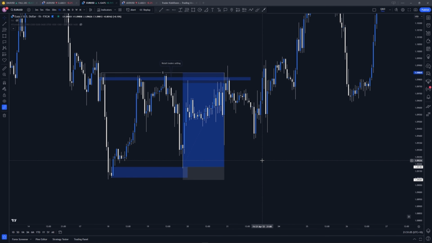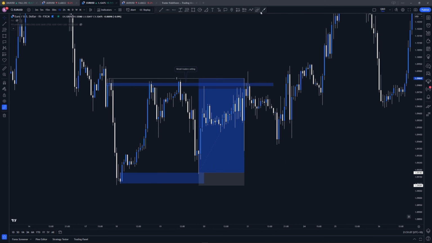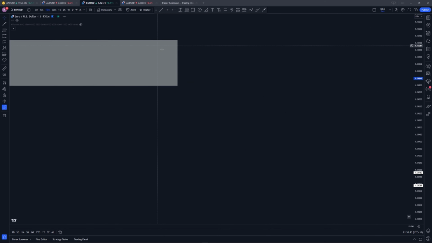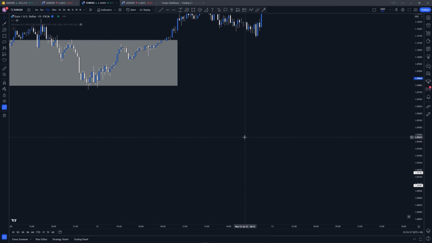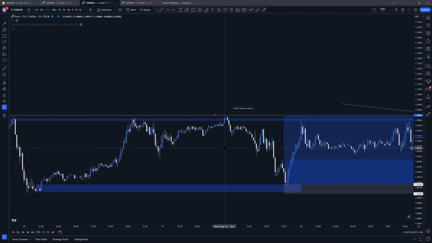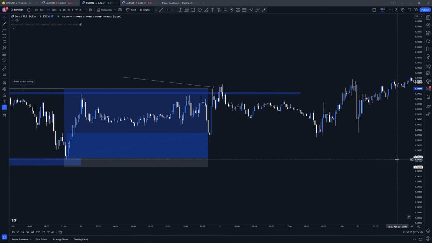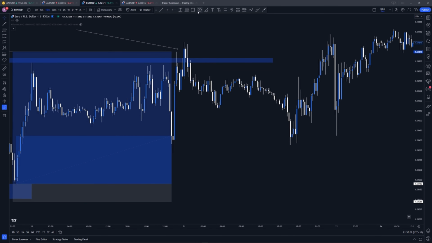And just wait for price to react. So as you can see, we did get a liquidity sweep here. But what that was was price reacting to a demand zone on a lower time frame, for all the traders that wanted to go long from this demand zone here.